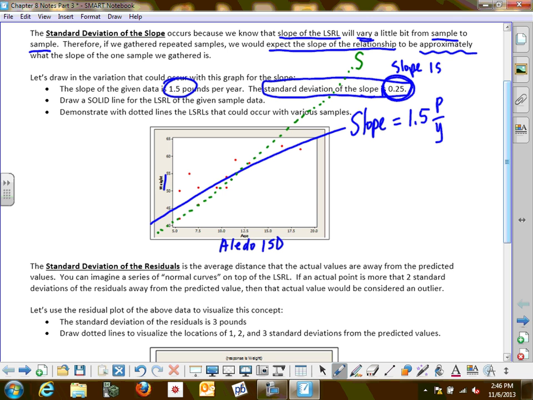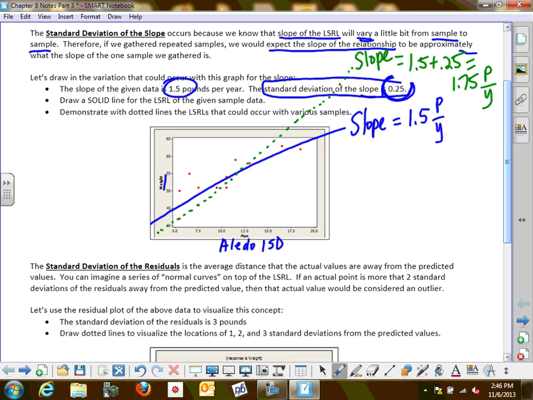Let's say that the slope of this one, Jacob's line, is 1 standard deviation up. So he has 1.5 plus 1 standard deviation, so his slope is 1.75 people per year. I would not think something wacky is going on if he got a slope of 1.75. I'm like, oh yeah, that's reasonable. It's just a little varied.